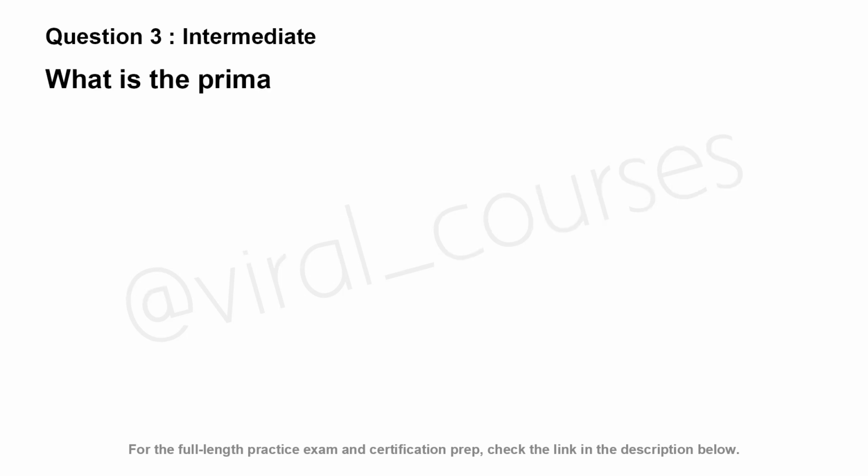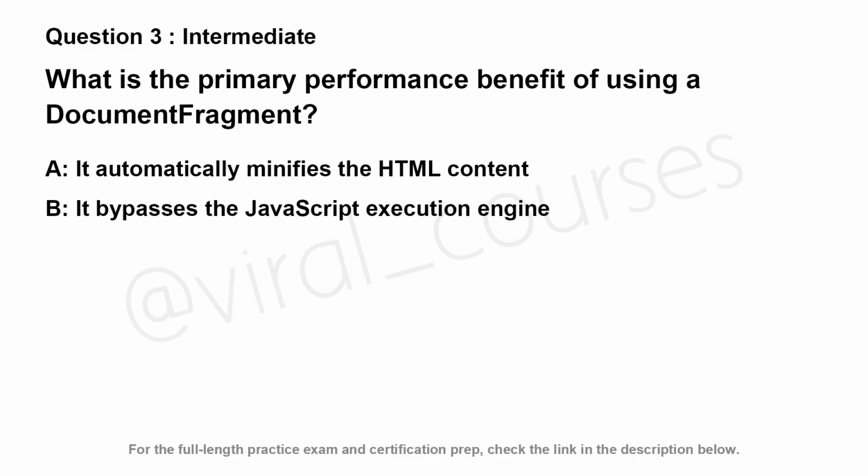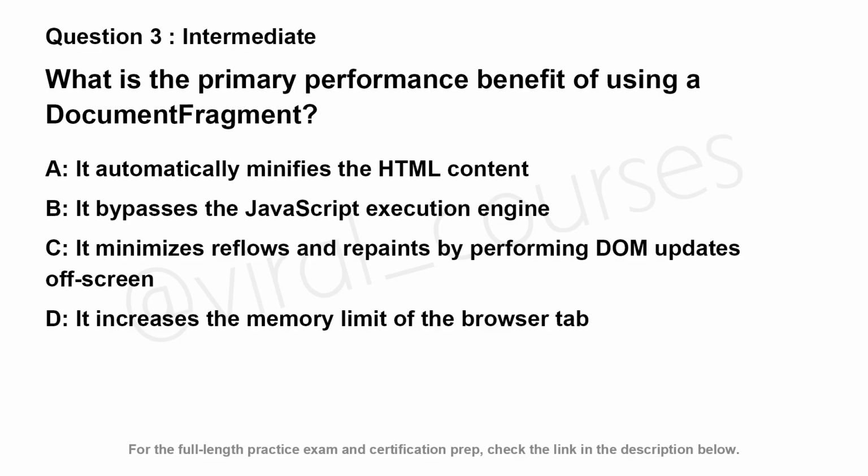What is the primary performance benefit of using a document fragment? Option A. It automatically minifies the HTML content. Option B. It bypasses the JavaScript execution engine. Option C. It minimizes reflows and repaints by performing DOM updates off-screen. Option D. It increases the memory limit of the browser tab.